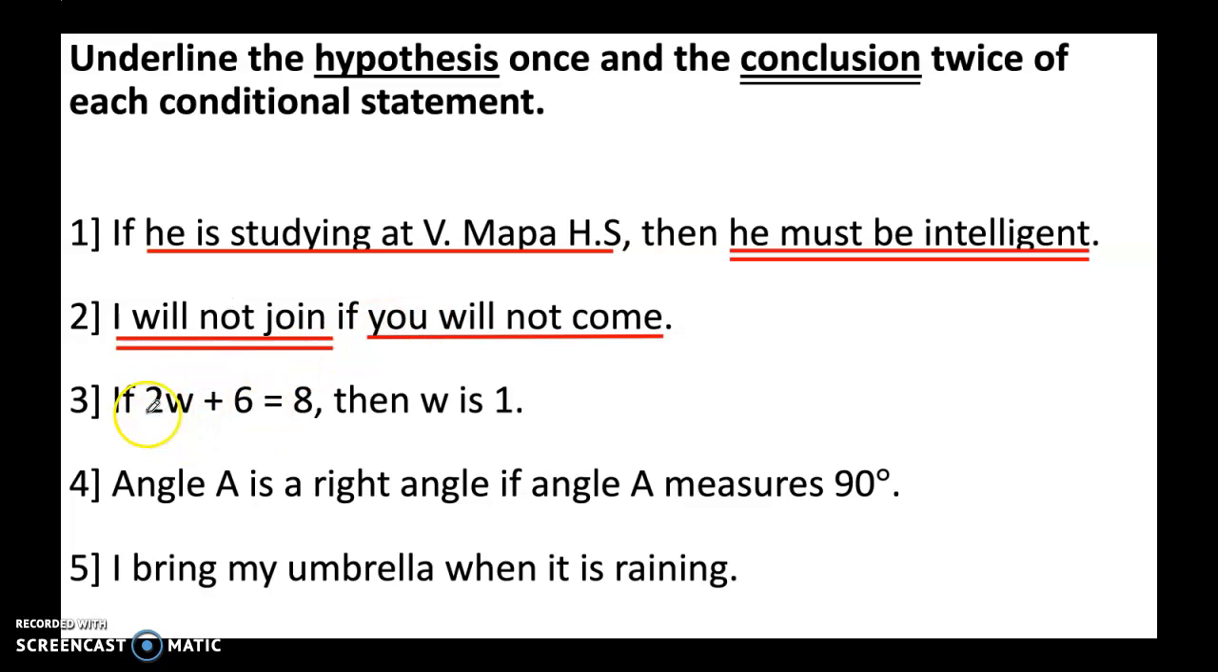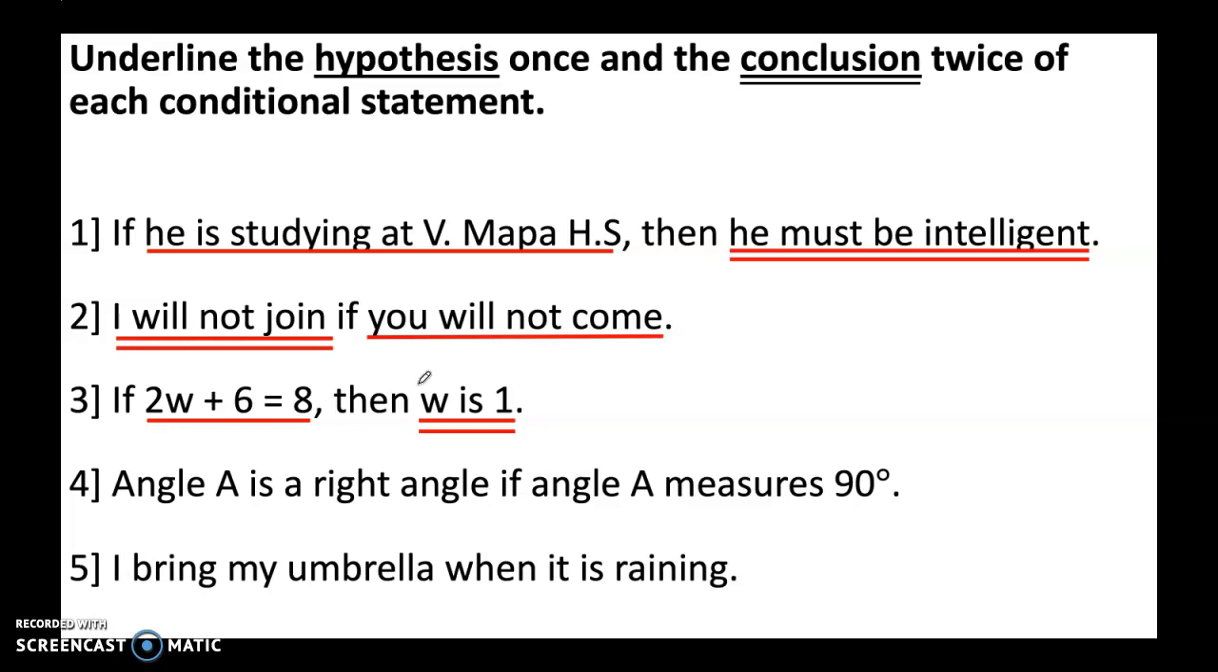For number 3: If 2W plus 6 equals 8, then W is 1. Again, our hypothesis is after the word if. Therefore, 2W plus 6 equals 8 is the hypothesis. Then the conclusion is after the word then. So the conclusion, or the then statement, is W is 1.